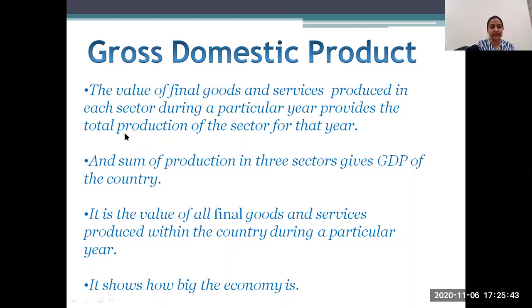So here, as it is written, the value of final goods and services produced in each sector during a particular year provides the total production of the sector for that year. And the sum of production in the three sectors gives the GDP of the country. So this is how we calculate the GDP. It is the value of all the final goods and services produced within the country during a particular year. And this calculation shows us how big the economy of any country is.